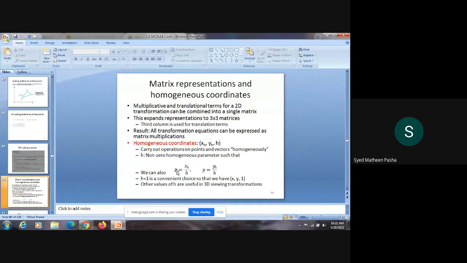So we can define the coordinates x as well as y with respect to this formula, where the initial value of h, that is the homogeneous parameter, was 1, a convenient choice, so that we can represent the coordinates as x, y, and h as 1. If the value of the homogeneous parameter changes to something other than 1, that kind of parameter is used in 3D viewing functions, which is covered in the next modules.